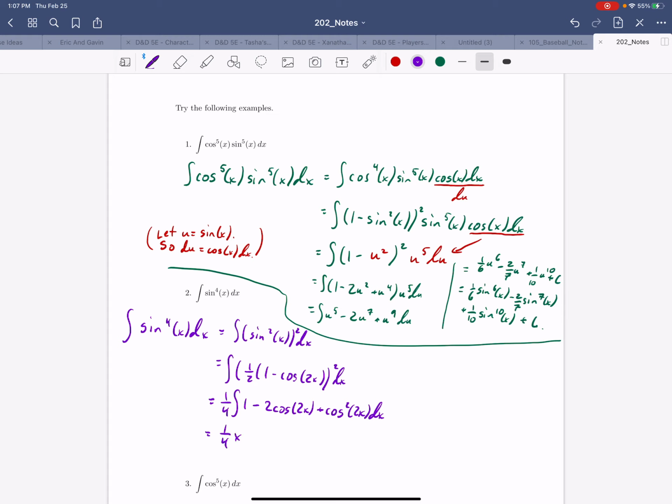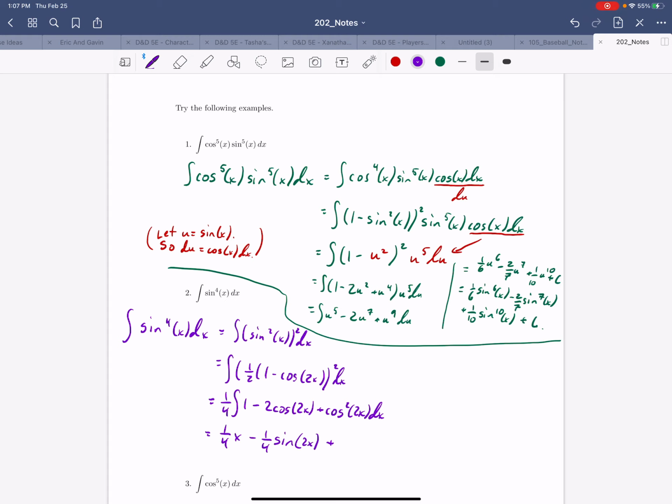But we're going to wind up with 1/4 x minus 1/4 sine of 2x. Remember, when you let u equal 2x, then du is going to be 2 dx. So that's where that 2 went. Okay, right? Just take the derivative. It should work out. And the 1/4 is coming from this guy, right? Okay, so don't forget about that.